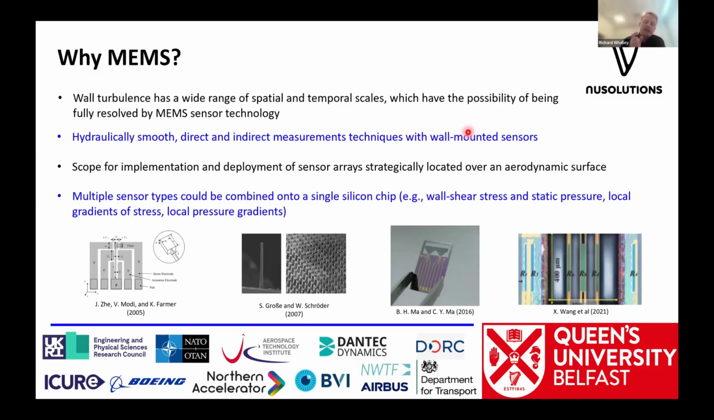And then, interestingly, with using a MEMS technology approach, we could potentially develop a sensor or a chip which has multiple sensors integrated in one go. And so maybe we could measure wall shear stress, but also static pressure. And so we can start getting gradients of stress and also local pressure gradients simultaneously, which would be very advantageous.